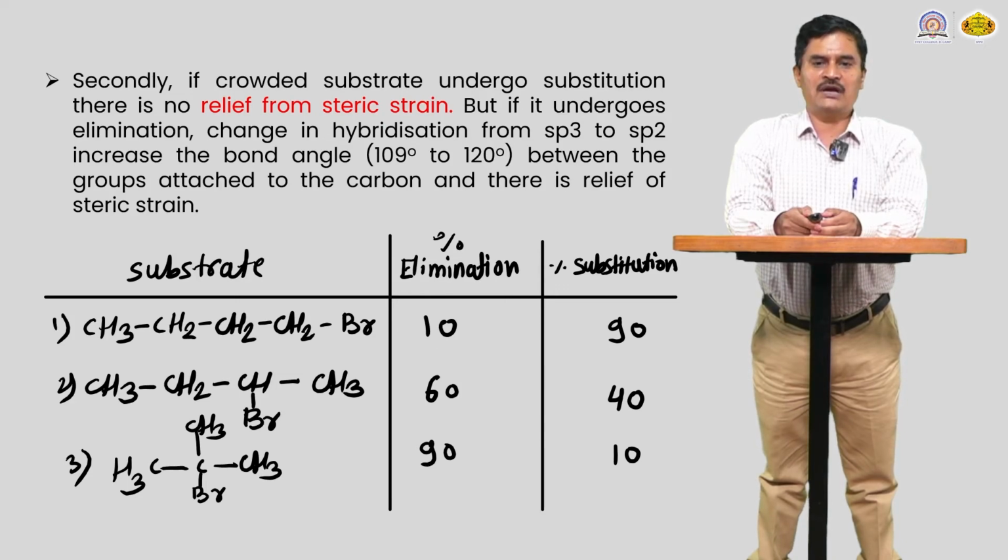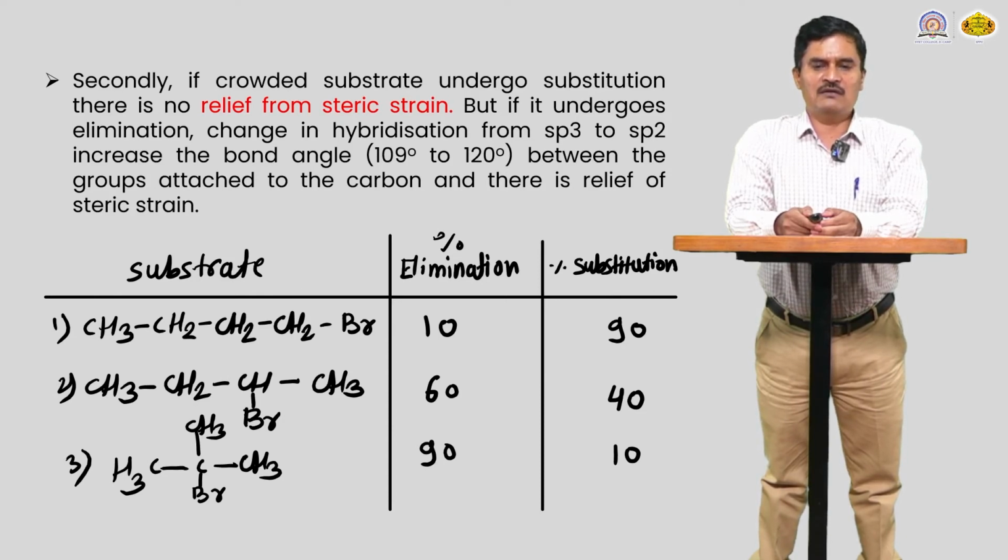If the crowded substrate undergoes substitution, there is no relief from this steric strain, but if it undergoes elimination, then the bond angle changes from 109.5 to 120 degrees. That's why it is more stable. Means as crowding increases, the percentage of elimination increases, while the percentage of substitution decreases.